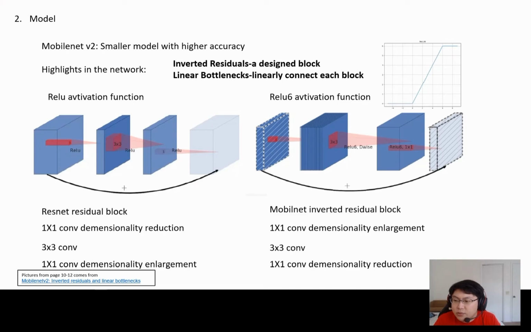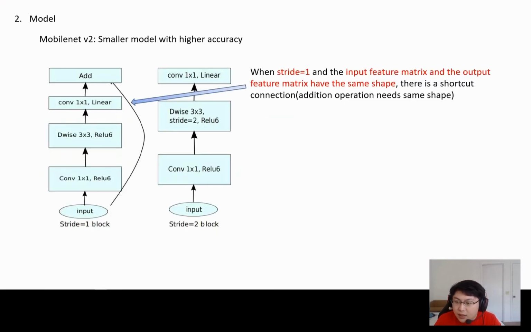Besides, it uses the ReLU6 function rather than the ReLU function in the activation phase. So it's just like a bottleneck. Here's the structure of the inverted residual block. When stride equals 1 and the input feature map has the same shape as the output feature map, there is a shortcut connection between input and output, and they are added.